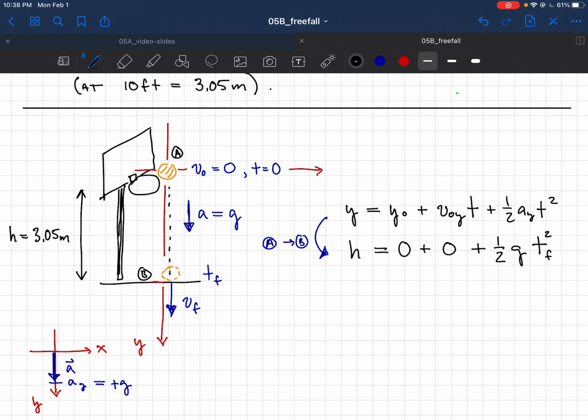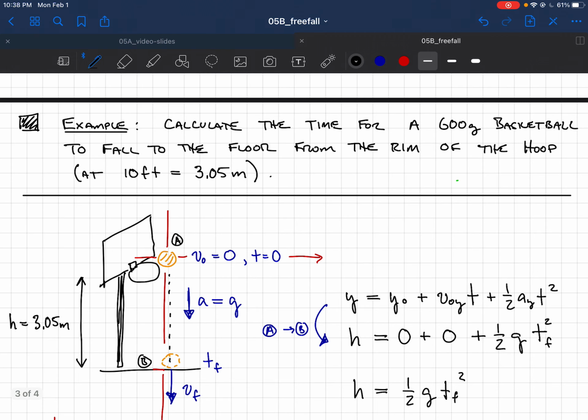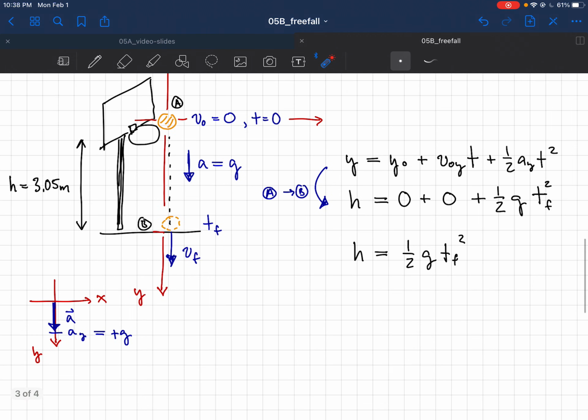So we applied the kinematics equation, and now we can just simplify it a little bit. So h is equal to 1/2 g t final squared. And my question was, what is the time for it to fall? So we can solve that for time. So t final is going to be equal to the square root of 2h over g. I would have had t squared is equal to 2h over g, and we take the square root of both sides.